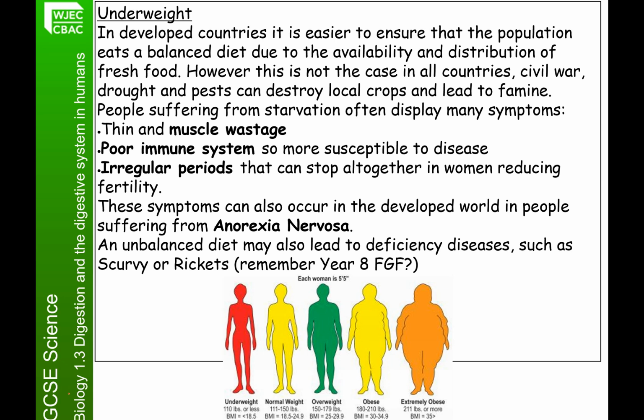Scurvy would be a lack of vitamin C, and rickets would be caused by a lack of vitamin D in the diet. With vitamin D, however, it's not just about diet. Vitamin D is made in the body when we have sunlight. So when you're exposed to sunlight, your body is able to produce vitamin D, as long as you've had the correct nutrients into your body within your diet.